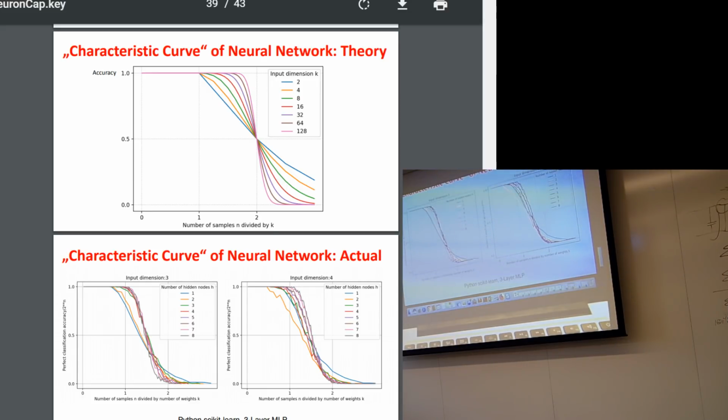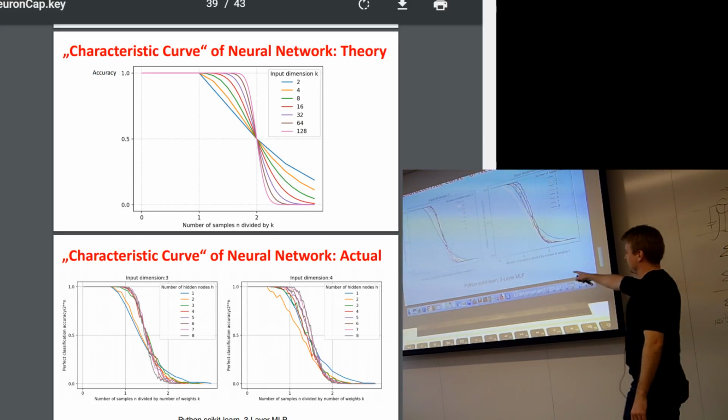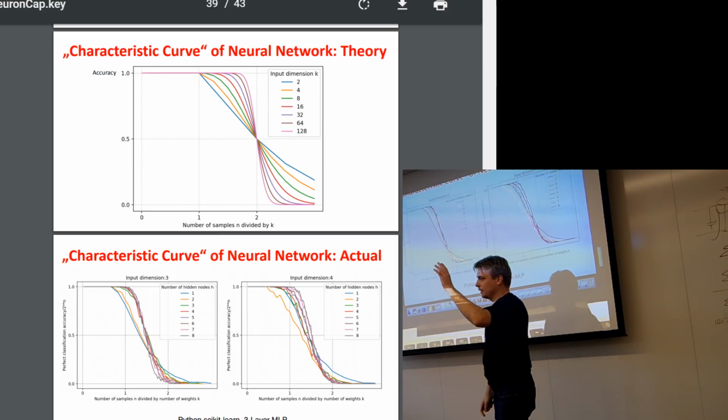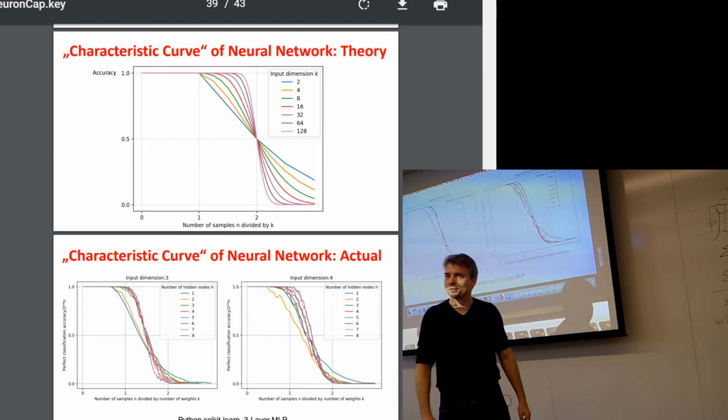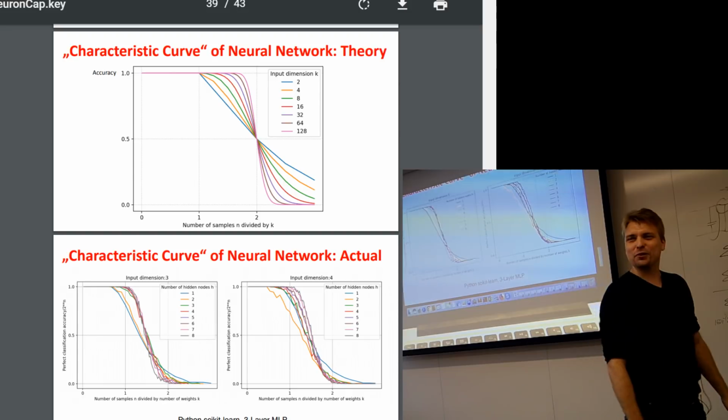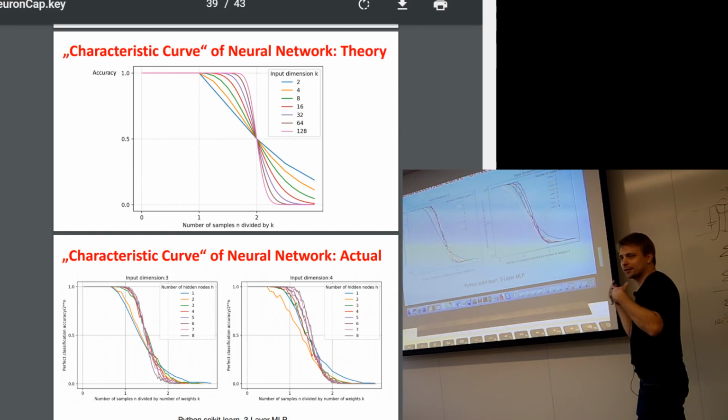Well, what do you think? This is for 3 layers. This is input, input, hidden, output. What happens when you do more hidden layers? What do you think happens? Now, given you've seen my talk.